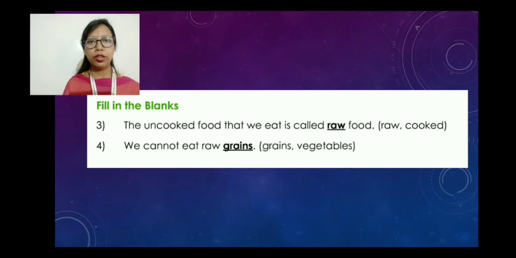Then we come to question number 3. The uncooked food that we eat is called raw food. So the uncooked food is called raw food. Remember always, we cannot eat raw grains or vegetables. We cannot eat raw grains. Vegetables we can eat raw, some of them, but grains it is not possible. Not a single grain we can eat raw.